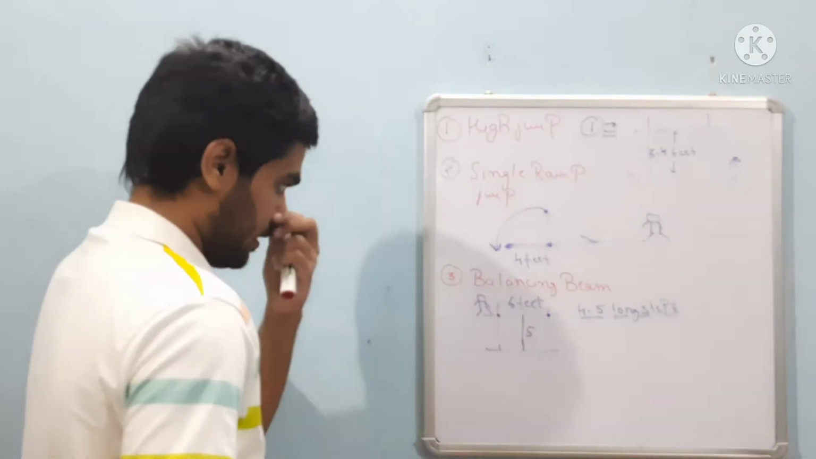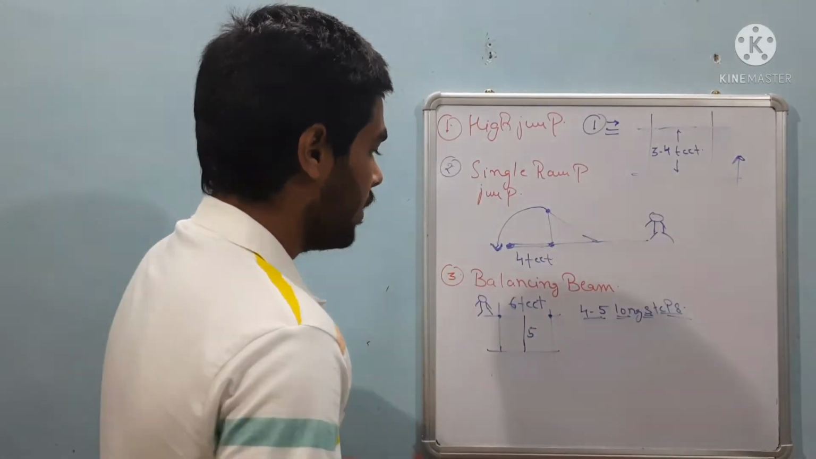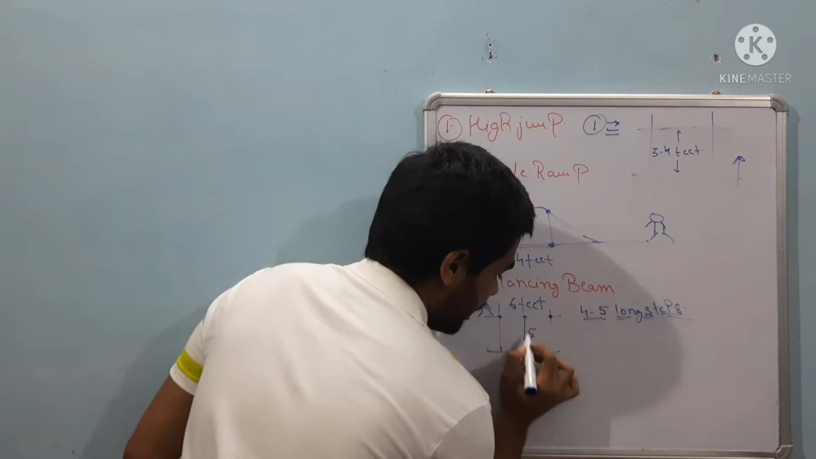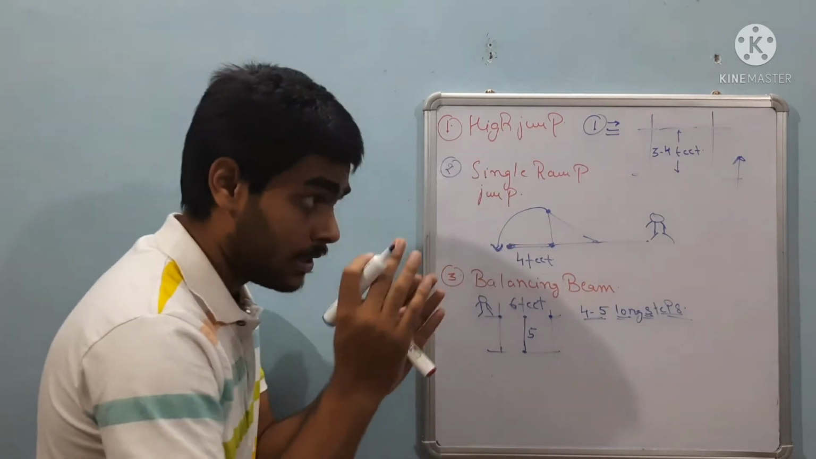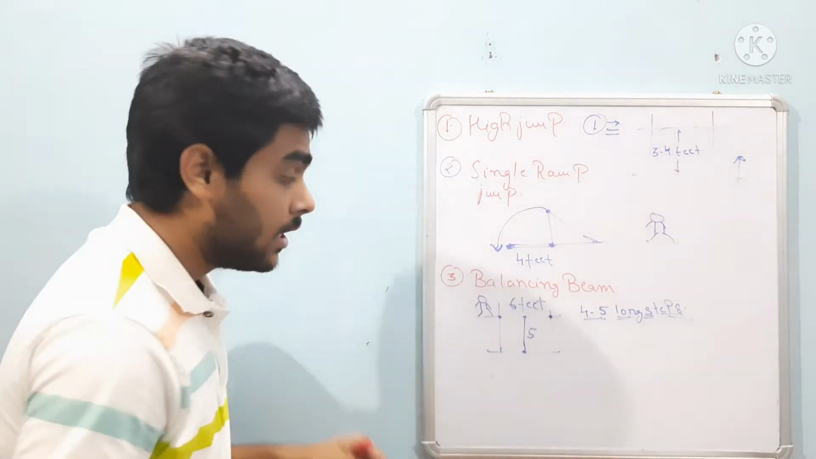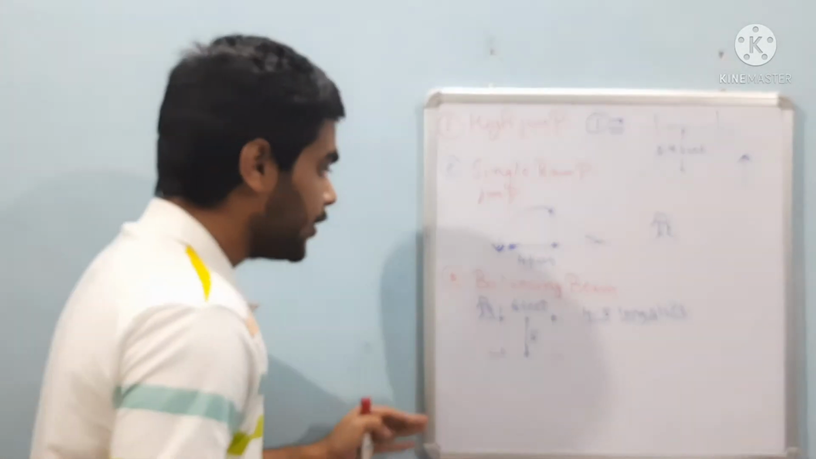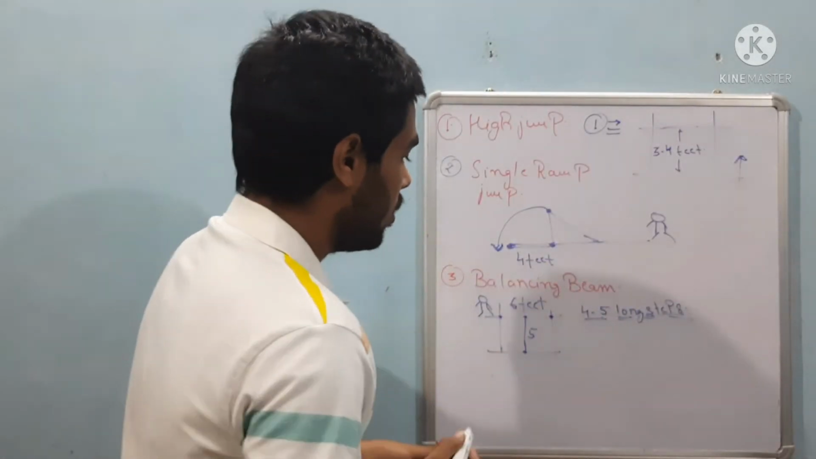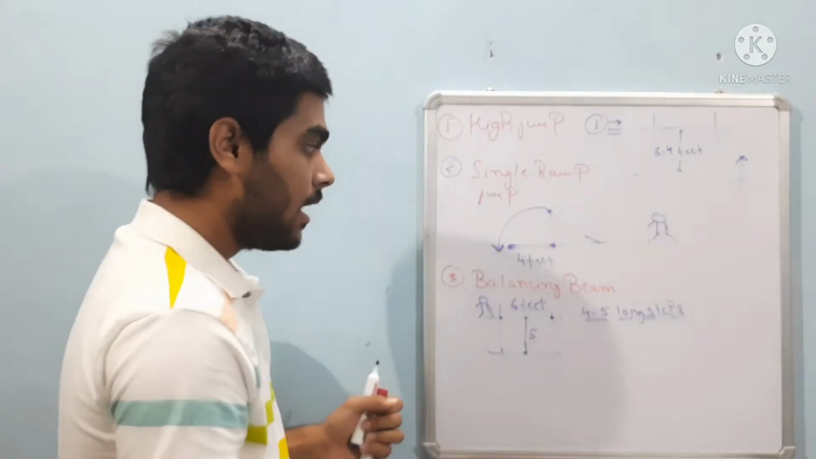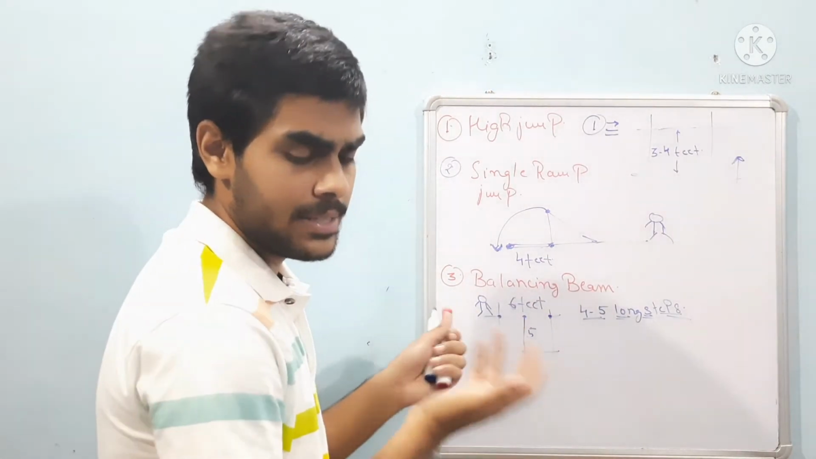So like this you can cross this balancing beam. In this, the major thing is that your mind should be stable. If your mind is stable, then your body will also be stable, and you can easily cross this obstacle. So these 3 obstacles are pretty easy, and I am sure that you can cross them easily.